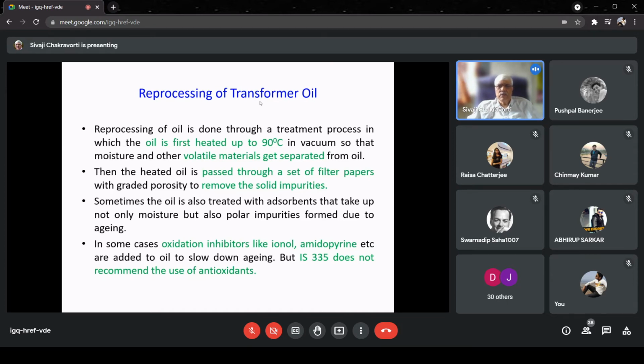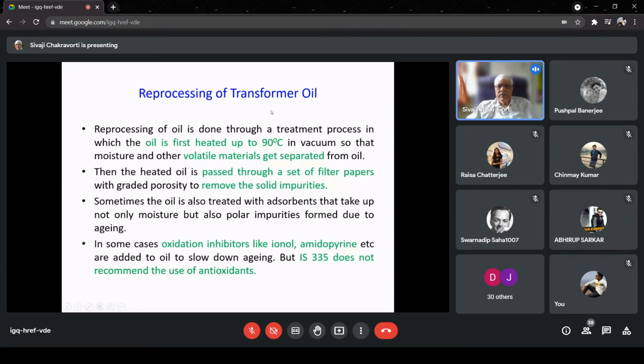And how can I remove moisture? Then you have to use your +2 level physics: the boiling point of something depends on the pressure, and the boiling point reduces if pressure is decreased. So we heat the oil not at atmospheric pressure but at a reduced pressure. We use a vacuum chamber, pump the oil from the transformer, put it in the vacuum chamber, heat it at a temperature not exceeding 90 degrees and remove the moisture. Other volatile organic materials also naturally get separated from the oil.